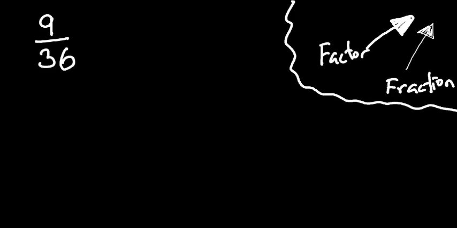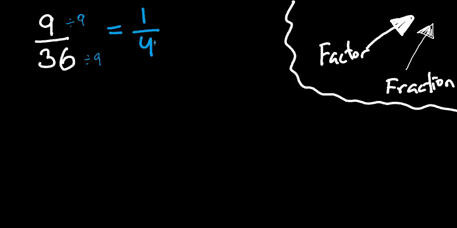I know 9 goes into 9 because 9 divided by 9 is 1, and 9 goes into 36. So we have to find a number that both 9, the numerator, and the denominator go into. They both go into 9. So I'm going to divide both of these numbers by 9. I'm going to divide 9 by 9, and I'm going to divide 36 by 9. 9 divided by 9 is 1, and 36 divided by 9 is 4.